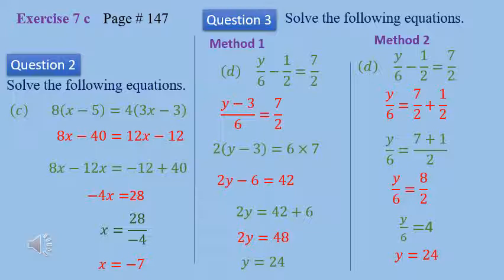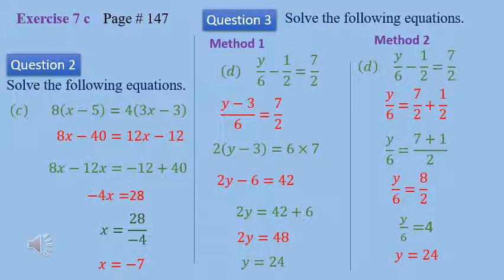Take the terms with x on one side of the equation. 8x minus 12x is equal to minus 12 plus 40. After solving the equation, the value of x is minus 7.